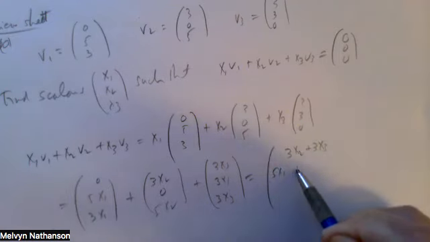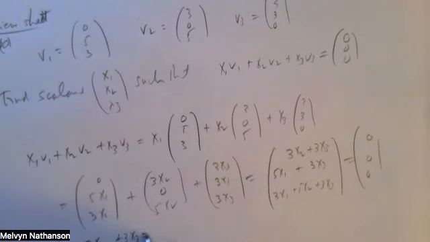And we want to know for what vectors x1, x2, x3 this is equal to 0, which is the same as solving three equations in three unknowns. 3x2 plus 3x3 equals 0. 5x1 plus 3x3 equals 0. 3x1 plus 5x2 equals 0.